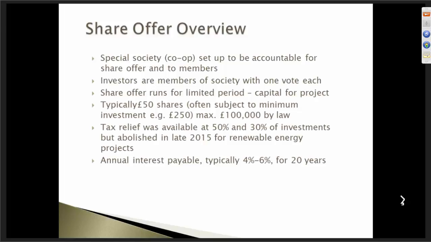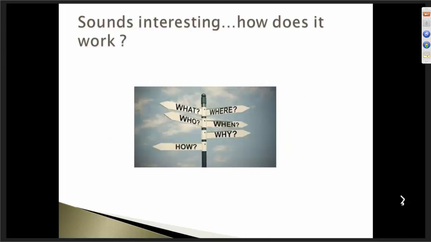For us, tax relief was available at 50% and 30% on investments, but unfortunately that's been abolished now for renewable energy projects. That was something that really attracted a lot of investors at the time for us. And an annual interest payable of typically 4 to 6% for 20 years. So hopefully it does sound interesting to you. So just in practice, how does that work?